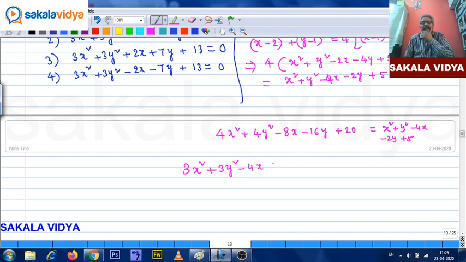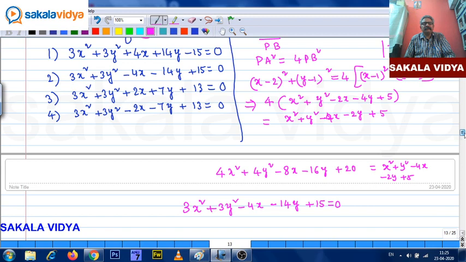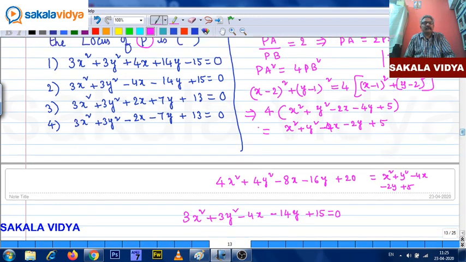how much you will be getting? Minus 16y plus 2y, minus 14y, correct, 20 minus 5, plus 15 is equal to 0. You can verify which is the right option. So, second option is the right option.